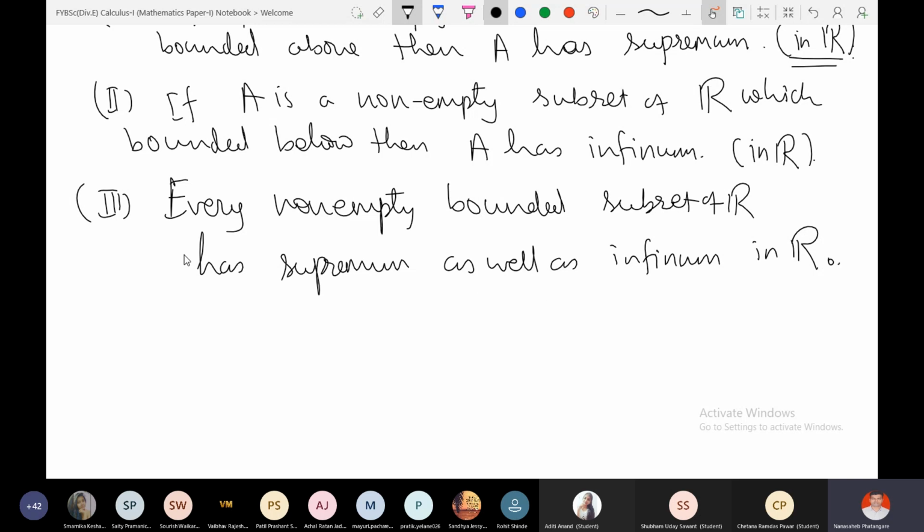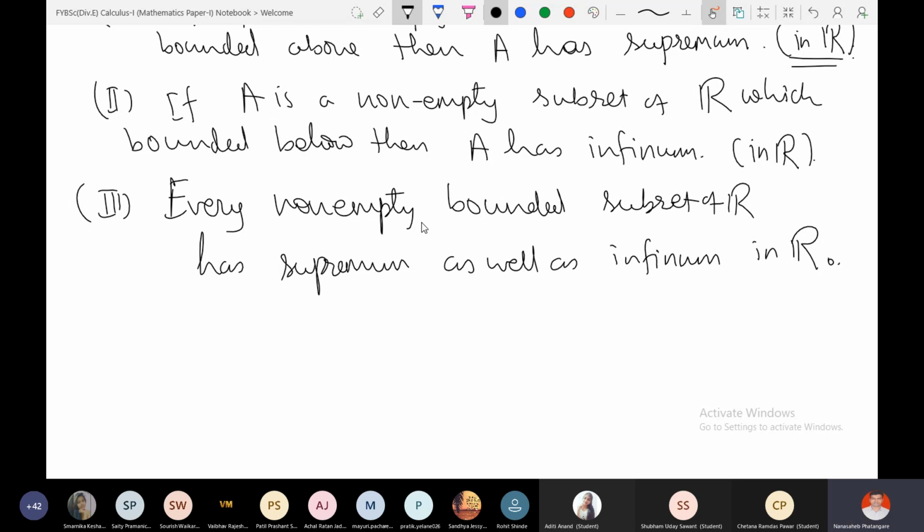Right. So every bounded subset of R has a supremum as well as an infimum in R. That's how the set of real numbers is constructed. If you read the PDF which I shared with you, the introduction of real numbers, I mentioned it.